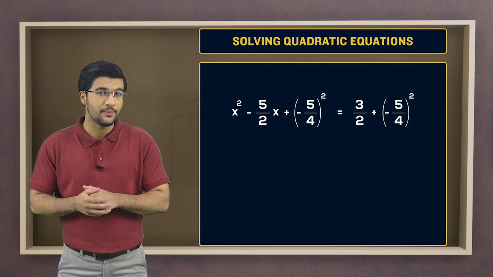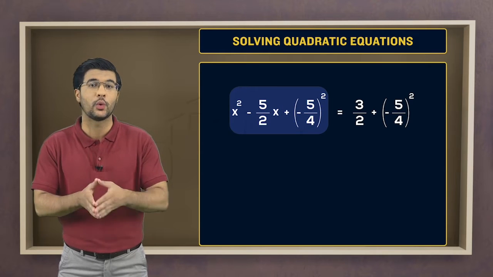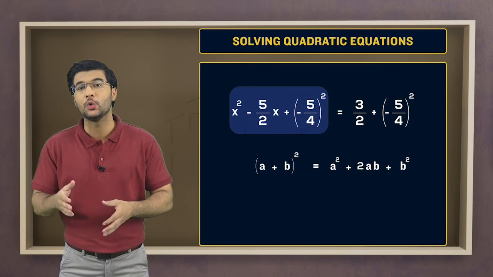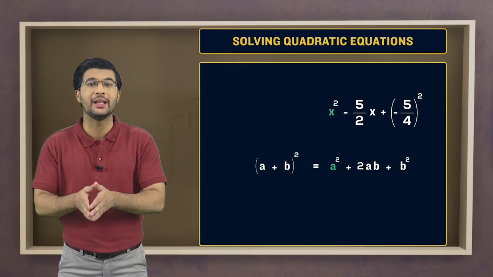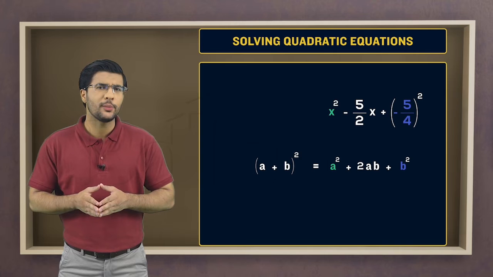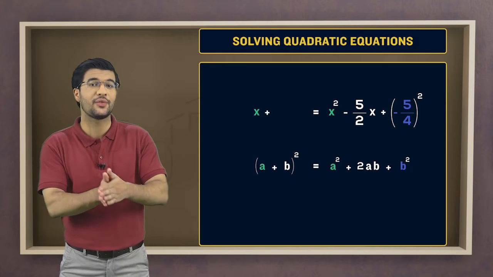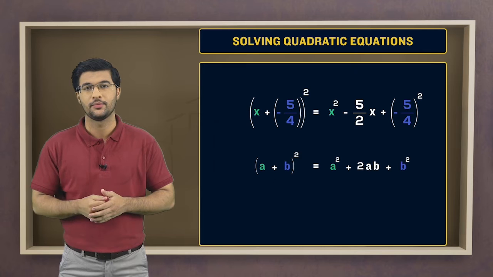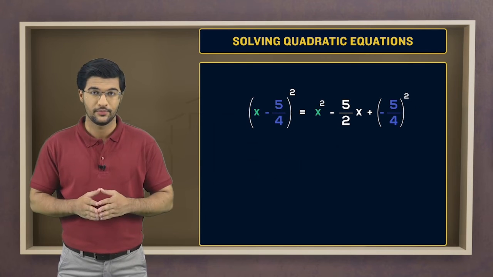Moving to the fourth step, simply compare the left side of the equation with the perfect square formula to turn it into a perfect square. Here a is x and b is negative 5 upon 4. In light of this formula, we will just close this side as x plus minus 5 upon 4 whole squared, or simply x minus 5 upon 4 whole squared.